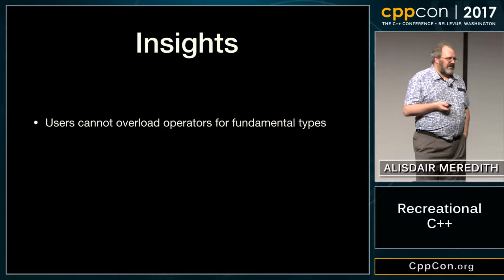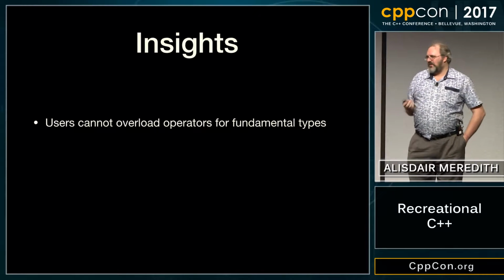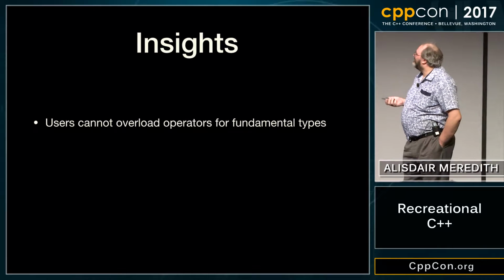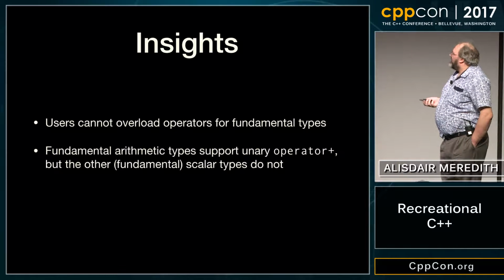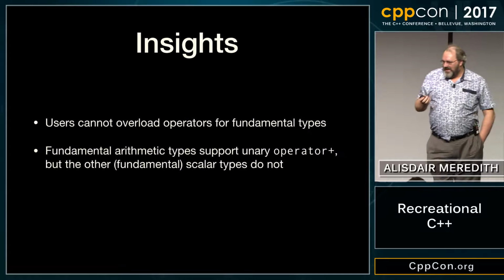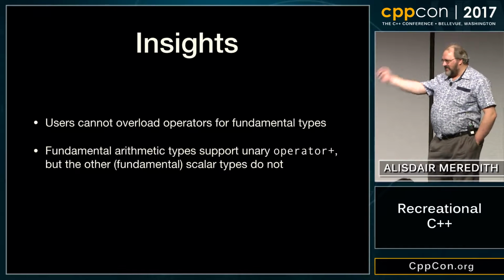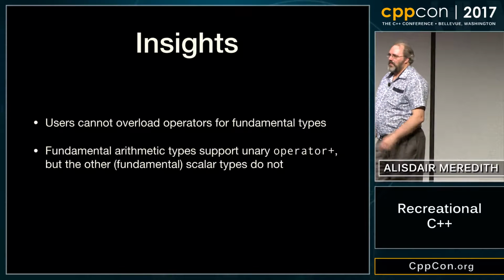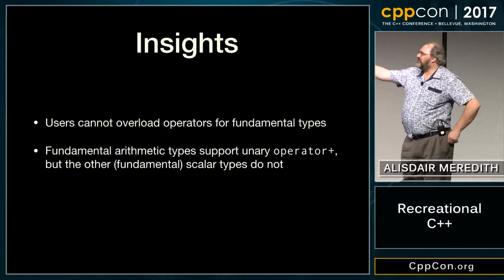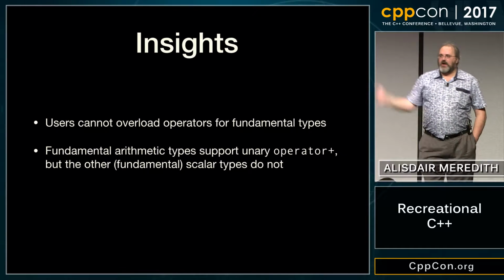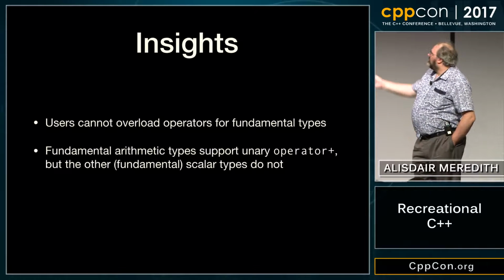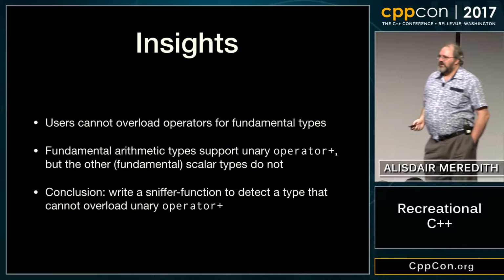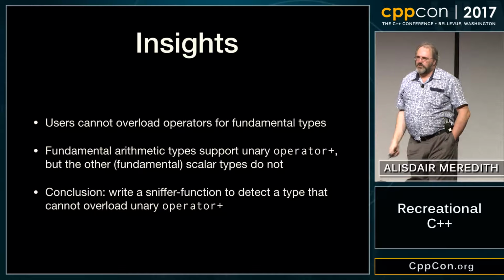Now, one of the properties of a fundamental type is that you cannot overload the operators for it. So let's take a look at unary operator plus. If I provide a unary plus implementation in my namespace for generic type T, that will not be called for any of the fundamental types, but it will match for everything else. So I'm going to have a sniffer function that can detect whether I have a type that allows me to overload unary operator plus.